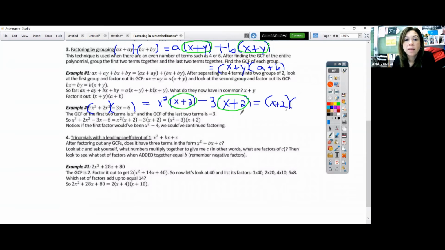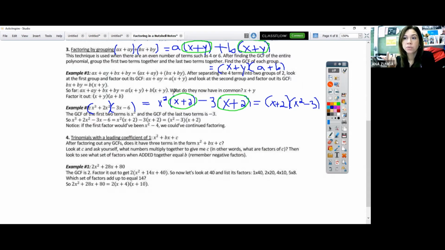And I'm left with x squared minus 3. X squared minus 3 is not a difference of two squares. If it were like x squared minus 9, x squared minus 4, x squared minus 25, I could have kept on going and factoring that out. But 3 is not a perfect square, so I'm done with the problem. So that's factoring by finding the GCF, the greatest common factor.